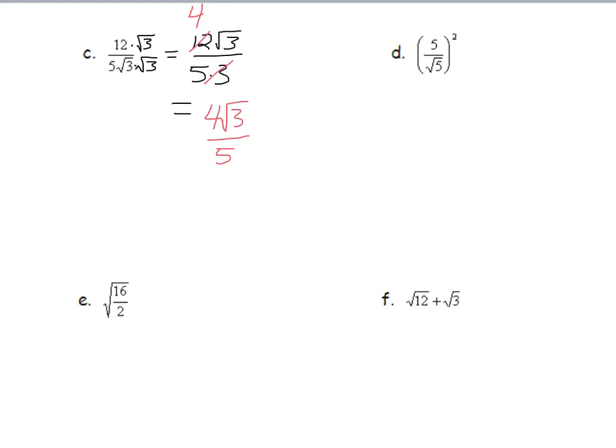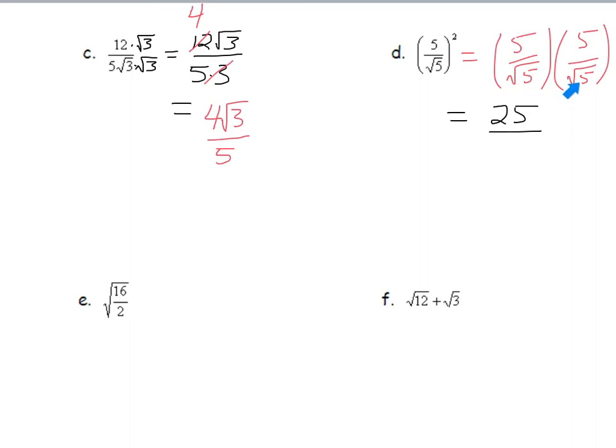Next one, for D. So in D, notice I've got a quantity squared. I tell my students, anytime I see a quantity squared, I always write it out twice. Write it out twice, write it out twice. So when I write this out twice, I get two fractions, and all I have to do is multiply them. When I multiply fractions, I go straight across. So I get 5 times 5 on the top, which gives me 25. And on the bottom, square root of 5 times the square root of 5 is the square root of 25, which is just a 5.